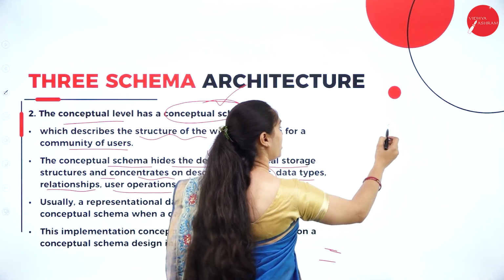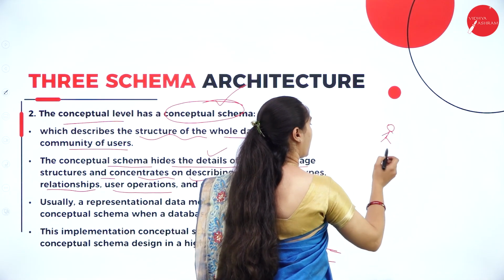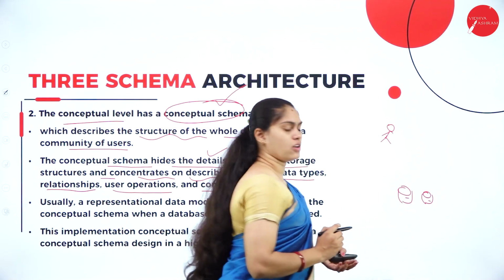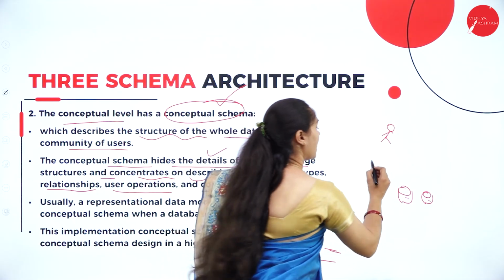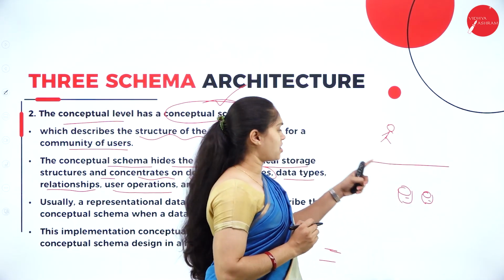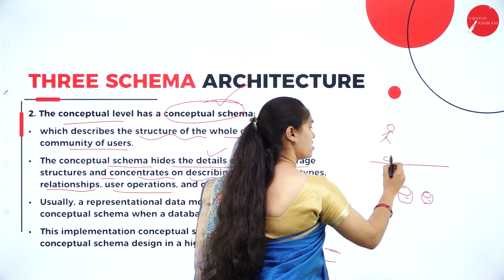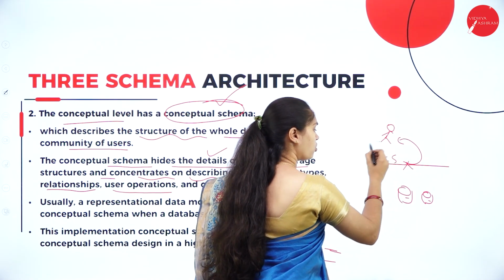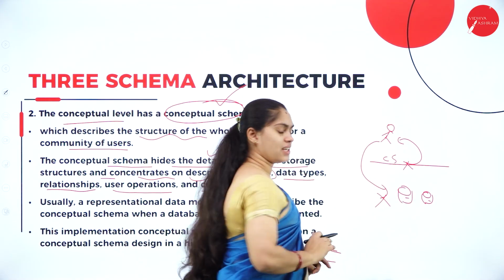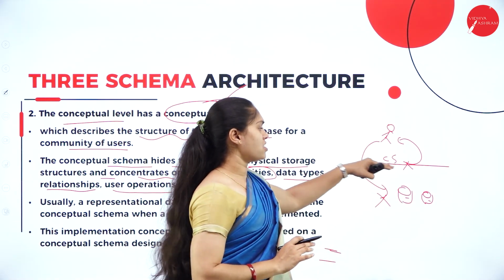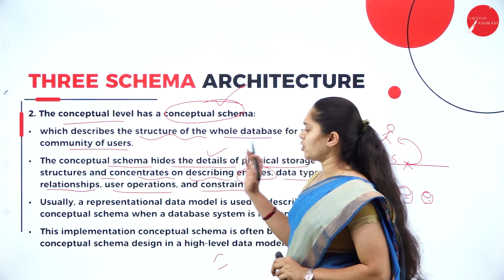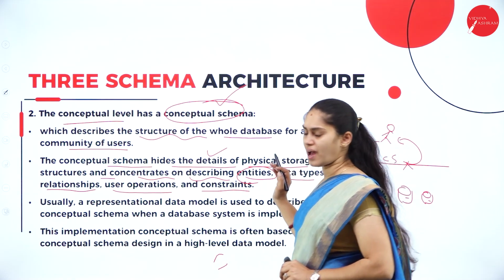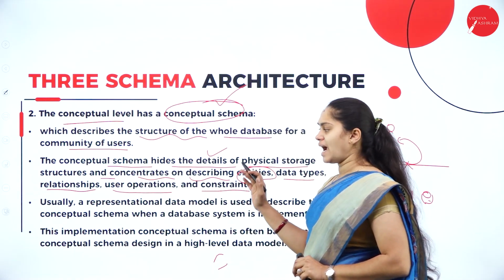So you just imagine here we have a user, and the user wants to access the content. This is the physical level, or low level schema. In between here we have this conceptual schema. So this conceptual schema will hide the content from the user who cannot access this actual data. So this conceptual level focuses on the entities, relationships, attributes, user operations, and constraints.